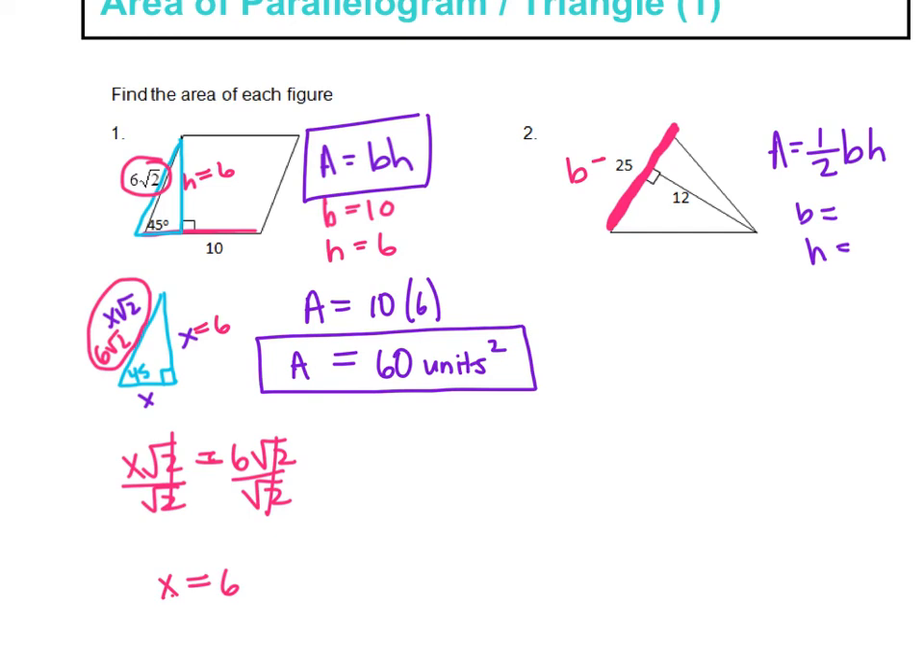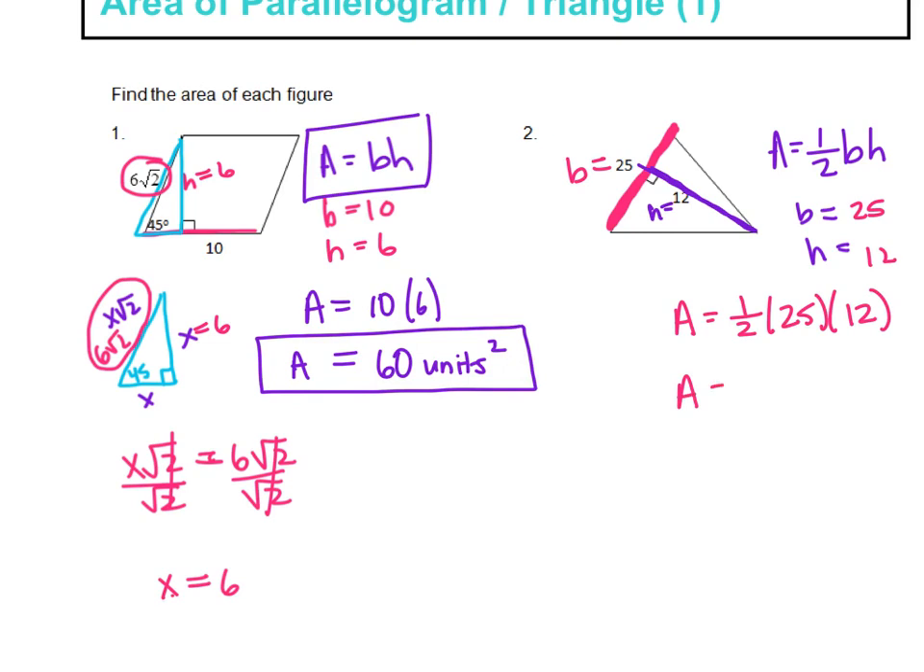And then the height is that line going from the top of the triangle straight down to the base, creating a 90-degree angle. Our height is equal to 12. So we have a base of 25 and a height of 12. So now we can go ahead and find the area. So area equals 1/2 times the base of 25 and the height of 12.